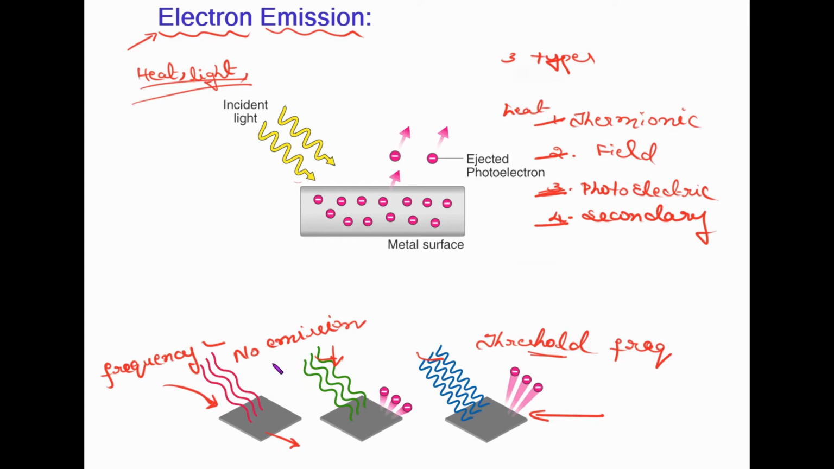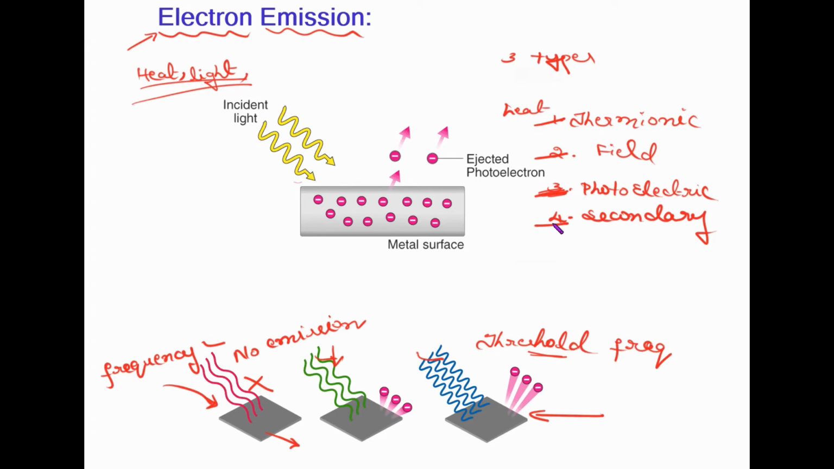Okay, so only when light of threshold frequency is incident will electrons be liberated, like in this case and in this case. Since the frequency is very low in this case, the metal surface will not emit any electrons. Okay, so this is about the photoelectric emission.